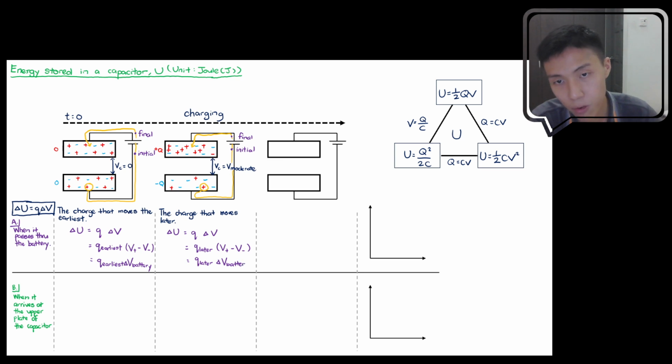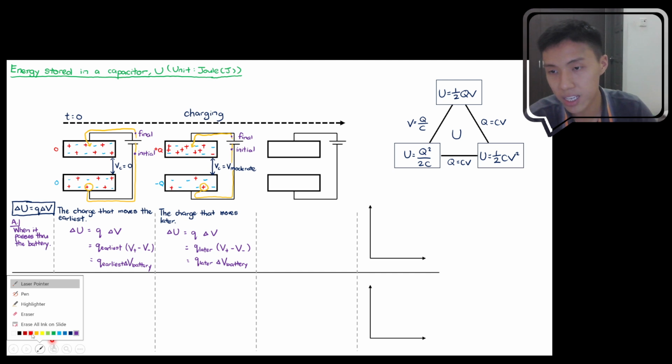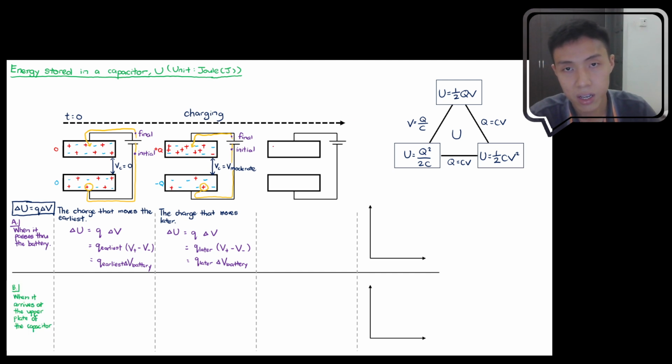Again, I'm not focusing on the whole journey of the charge from the lower plate to the upper plate. I'm just talking about when it passes through the battery, how much energy gain it receives. You know that the battery supplies energy, right? So this is the gain in energy that the charge has when it passes through the battery. Okay, so continuing from that, I'm going to focus on the last charge that is going to move up right now. Initially, we have something like this already.